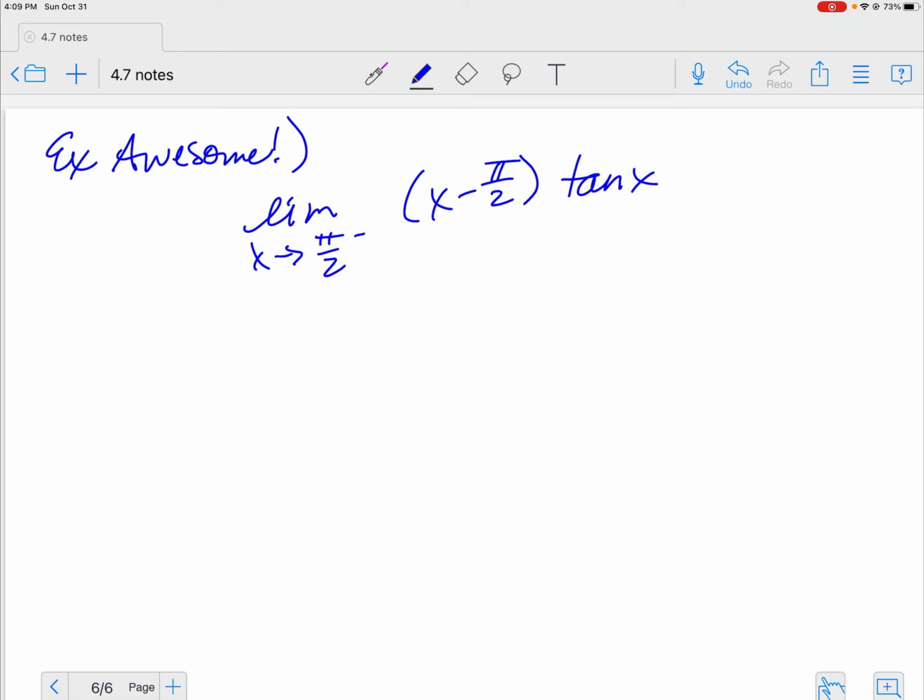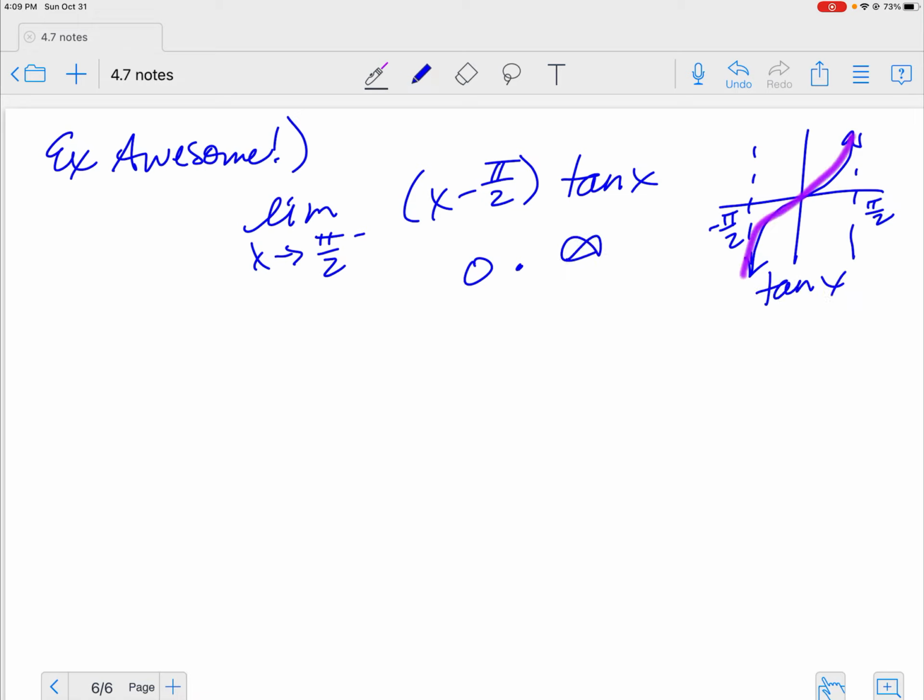If I plug in pi over 2, then pi over 2 minus pi over 2 is 0, right? Now tangent, if I'm approaching pi over 2 from the left, where am I going? There's negative pi over 2, there's pi over 2, and then here's tangent. Where am I going? Yes, so if this is tangent x, I'm going to infinity because I'm approaching pi over 2 from the left. Check it out, y'all. There's my indeterminate form. That means I now have to manipulate this into something that is rational.